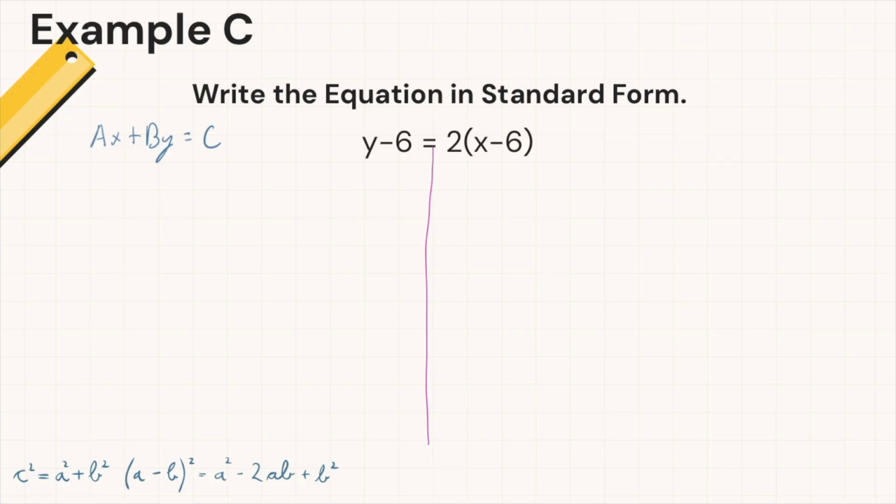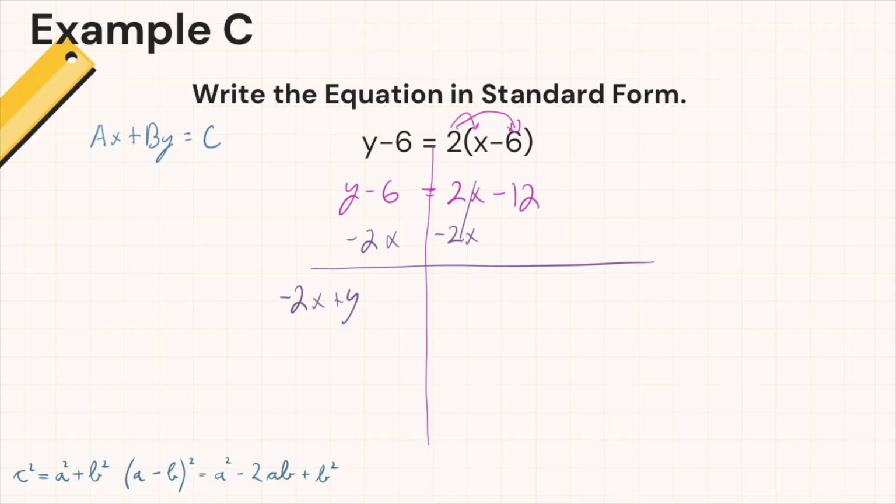And the first thing we're going to have to do is distribute. So we've got 2 times x and 2 times negative 6. We're going to end up with y minus 6 on one side, and 2x and negative 12. All right, so we've got to get those x's to the other side of the equation. So we're going to subtract 2x on both sides. These are going to cancel, leave me with negative 2x plus y minus 6 equals negative 12.